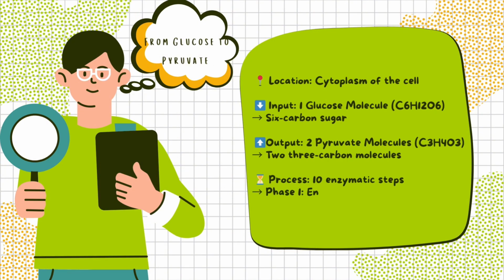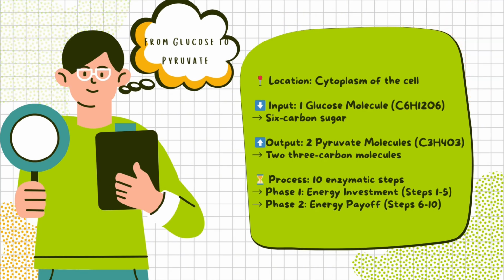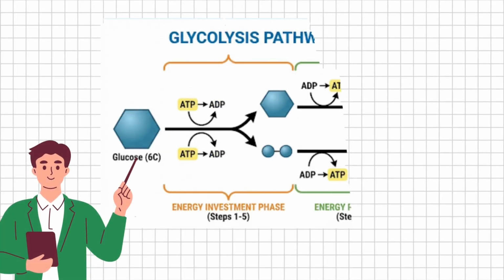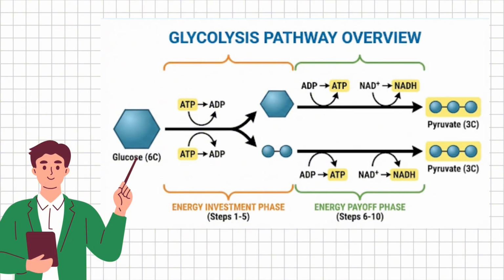The entire process involves 10 enzymatic steps, divided into 2 phases. Phase 1 is the energy investment phase, and Phase 2 is the energy payoff phase. Phase 1 is from steps 1 to 5, and the energy payoff phase, which is Phase 2, is from steps 6 to 10.